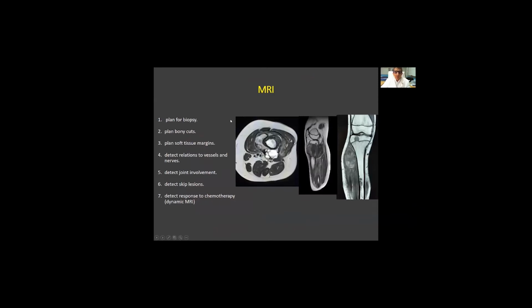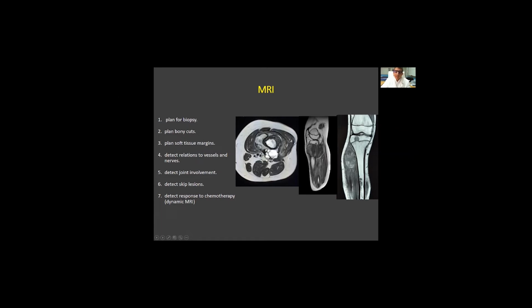After doing the X-ray, we continue the local investigation by doing the MRI. MRI completes the picture with a very accurate assessment of the local extent of the tumor. It can help in planning for biopsy, planning for the intraosseous extent, as well as the soft tissue extent, and in planning our bony and soft tissue cuts to achieve safe surgical margins.